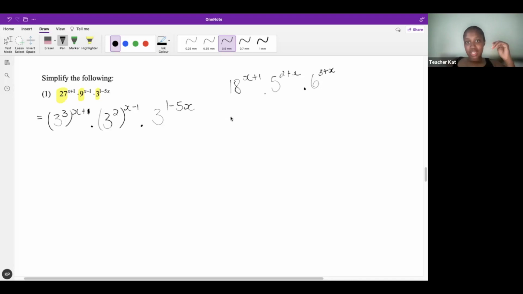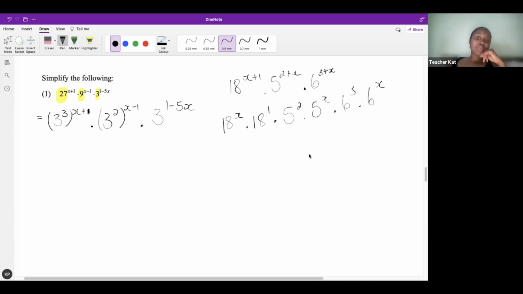So instead of 18x, you can have 18 to the power of x times 18 to the power of 1, times 5 to the power of 2 times 5 to the power of x, times 6 to the power of 3 times 6 to the power of x. Do you see what I just did? Yes, ma'am. Split them all up.